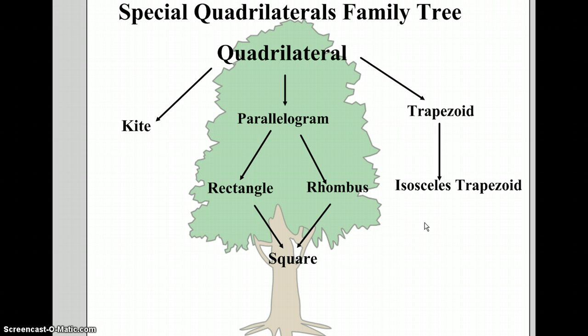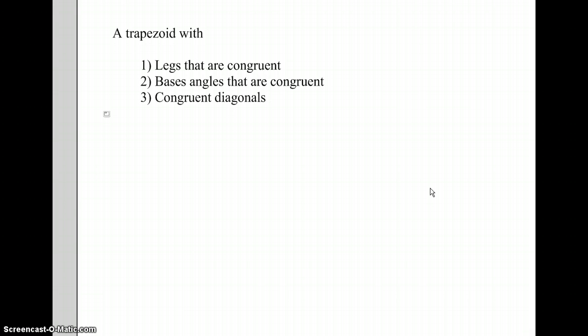We also learned about the isosceles trapezoid, and the isosceles trapezoid is a trapezoid with legs that are congruent, base angles that are congruent, and then the one thing that we didn't talk about already but is true is that the diagonals of an isosceles trapezoid are congruent. That's not true in a regular trapezoid or an average trapezoid, but it is true in an isosceles.